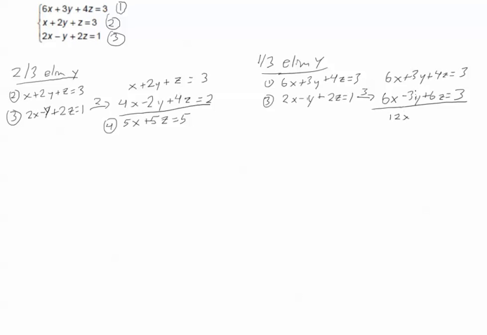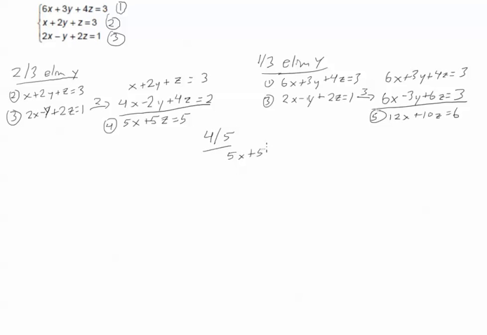My 3y and negative 3y, they cancel out. 4z and 6z is 10z. And that's all going to equal 3 and 3, which is 6. This becomes equation number 5. Now, I have all three equations in the system represented in these two reduced equations. So let's come to the middle now. Let's put 4 and 5 together and see what we have.